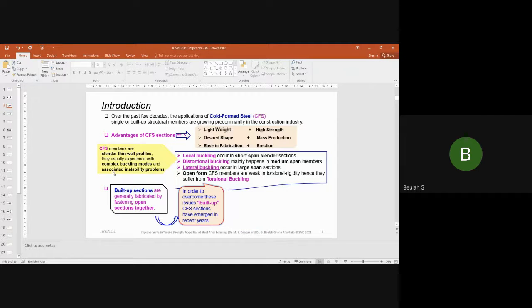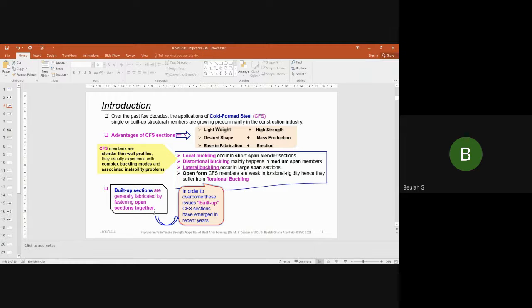The cold form steel members are slender thin wall profiles, and they can be manufactured from a thickness of 0.8 mm to a maximum of 3 mm. These are some of the deformed shapes which are possible in flexural members. Short span slender members fail in local buckling, medium spans fail in distortional buckling, and large spans fail mostly in lateral buckling. Open cold form steel sections fail in torsional buckling or a combination of lateral plus torsional buckling.